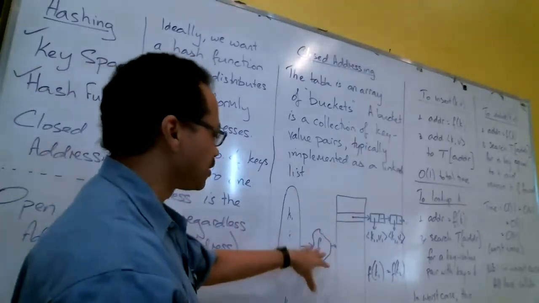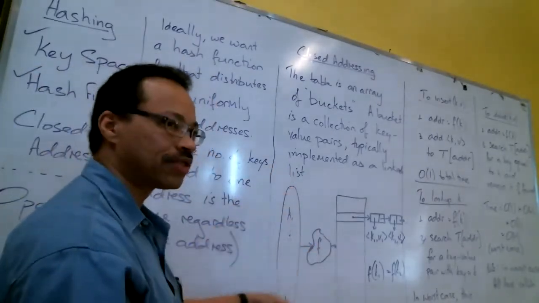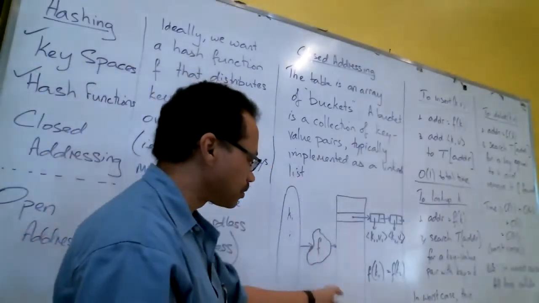So in other words, it's as if this function f divides this key space uniformly across the size of the table.